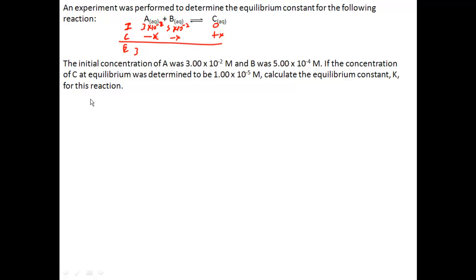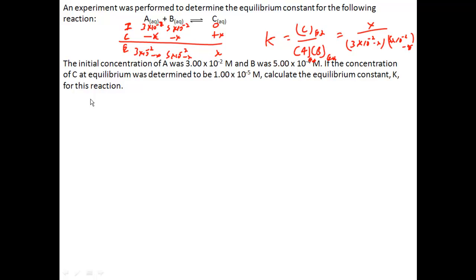In equilibrium, that means I got 3 times 10 to the negative second minus X, 5 times 10 to the negative second minus X, and X. And we know that to solve for K, K is your ratio of your products over reactants, which would be the concentration of C over the concentration of A times the concentration of B, all of those at equilibrium. So then you would plug these values in. That gives you X over 3 times 10 to the negative second minus X, times 5 times 10 to the negative second minus X.